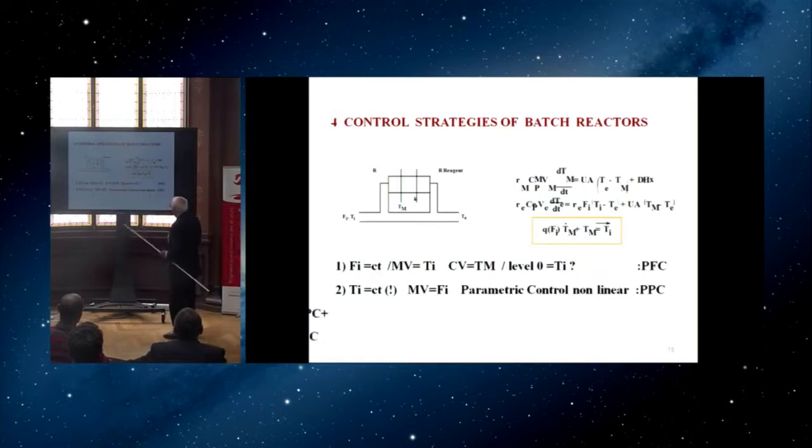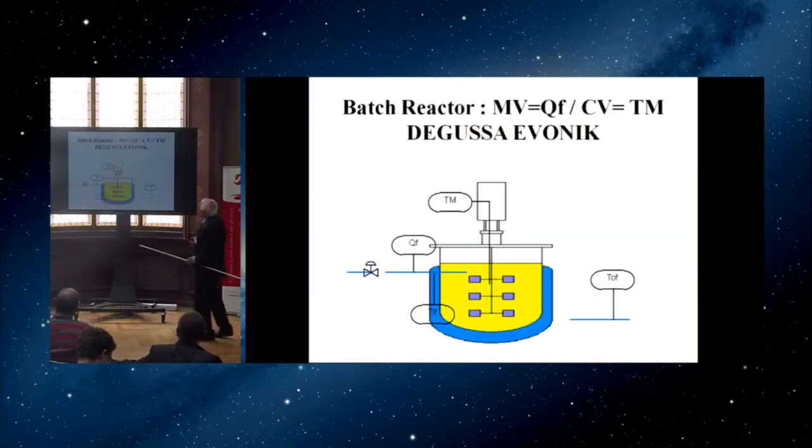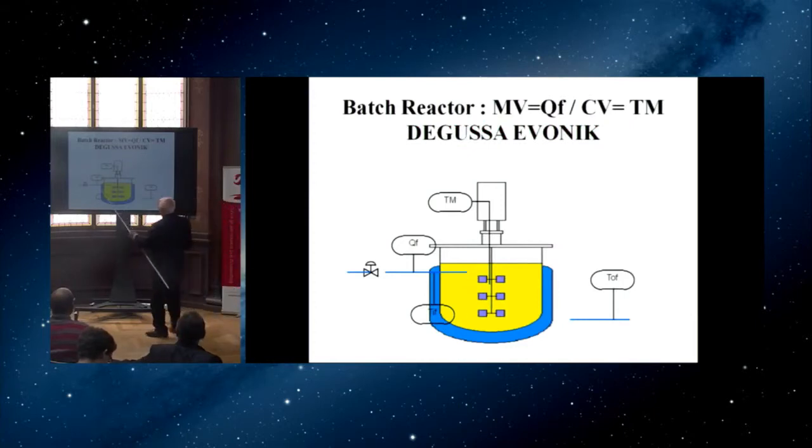Absolutely, it's non-linear, but quite practical. And also, if you can use both, the flow and the temperature, you control with this system. And this is very good, very efficient. And then the pressure of the reactor is the best one, but not so much used because, in fact, there is nothing to do. So, practically, that's the way we go. Batch reactor, typical interest, is not controlled by the valve here, but controlled by the temperature.